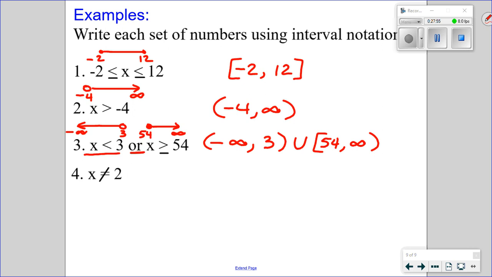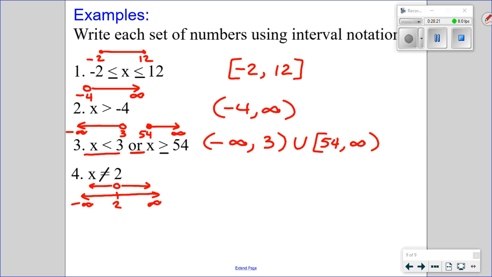Okay, now let's look at number 4. This is a notation we will also use. We would read this as x is not equal to 2. So if we're just eliminating one value, let's say that we were graphing this on our number line, and here's 2. It would end up being an open circle on 2, and then arrows going in both directions.